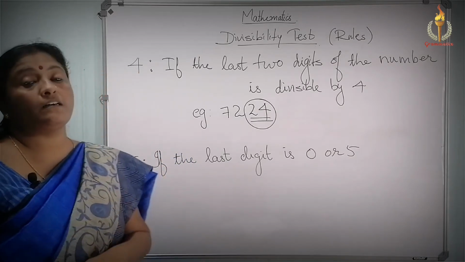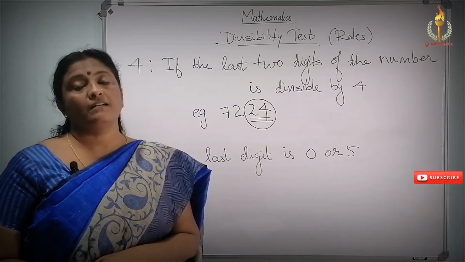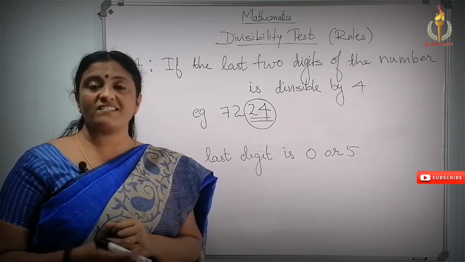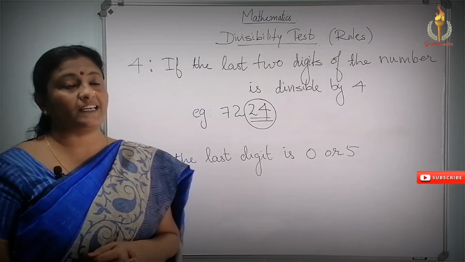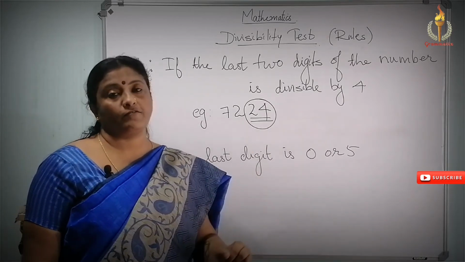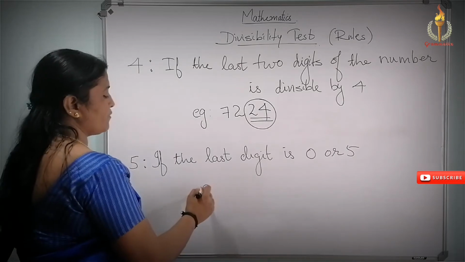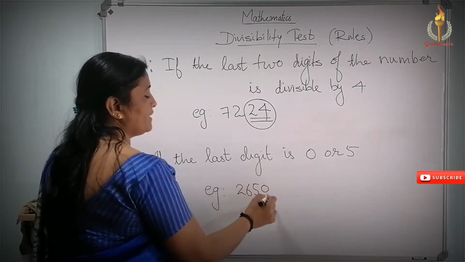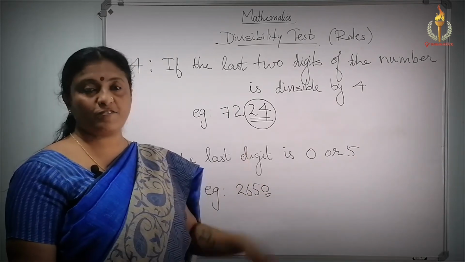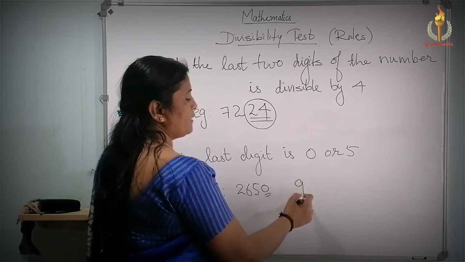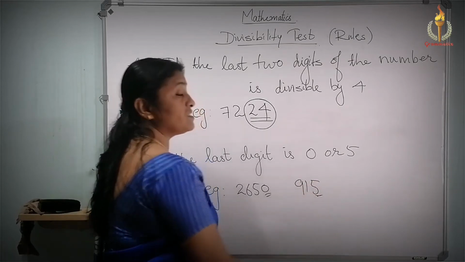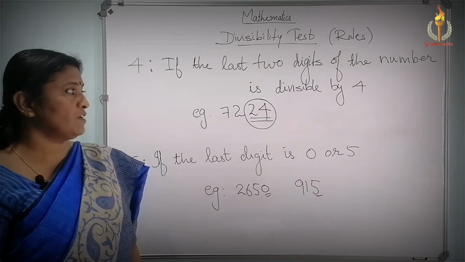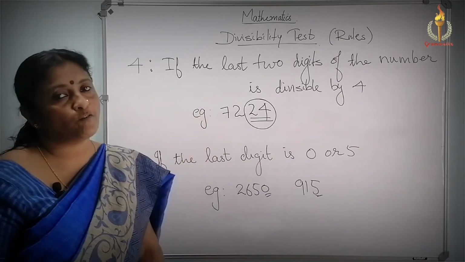And moving on to the rules for 5, the divisibility test for 5 is that the last units place digit should be either 0 or 5. For example, you can use the example 2650. Here the units place is 0, so obviously it is divisible by 5. Another number, 915, has units digit 5, so it is divisible by 5. So these are the divisibility tests of 4 and 5.